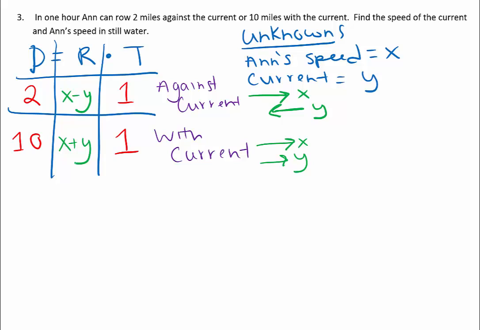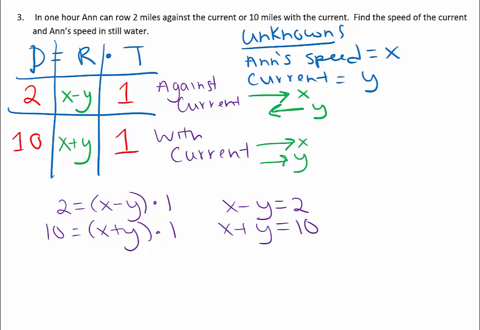When she travels with the current, the water is moving in the same direction, and so the water is actually speeding her up. The net result is her speed is whatever she can paddle, that's the x, plus the water, plus y. Now to get my equations, I'm going to use the fact that distance equals rate times time. Each of these rows is going to turn into an equation. The distance 2 equals the rate, x minus y, times 1. And the same with the current case. I can distribute the 1. I have x minus y equals 2, x plus y equals 10.